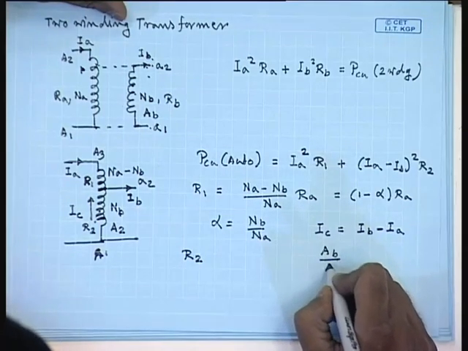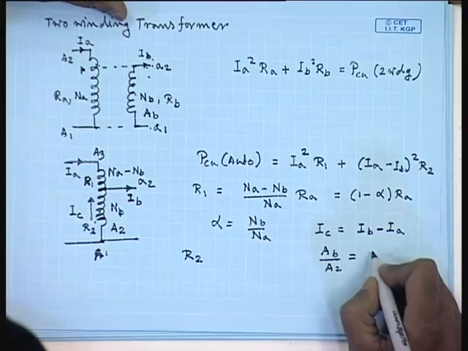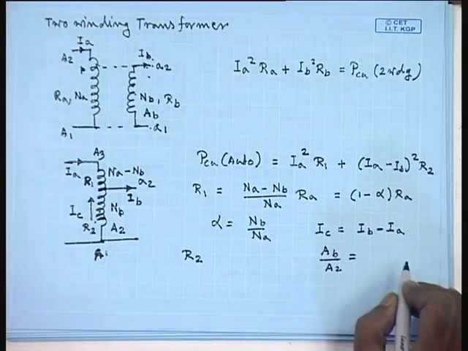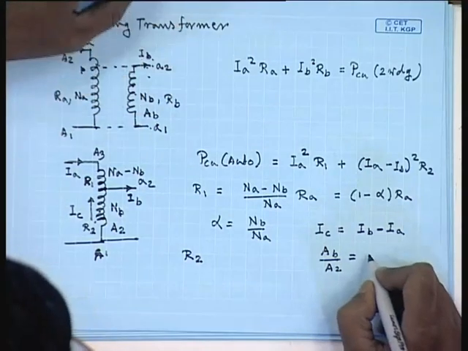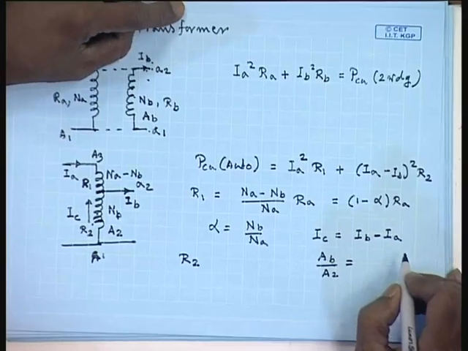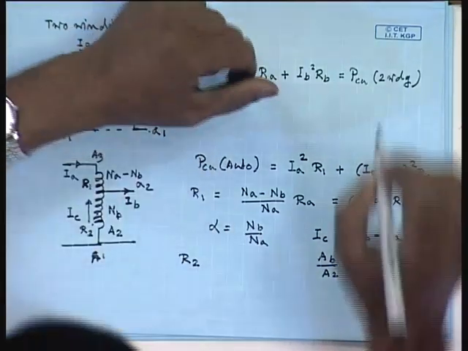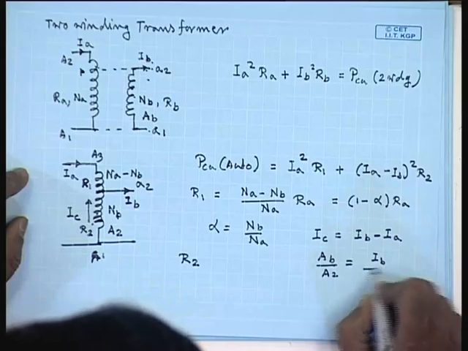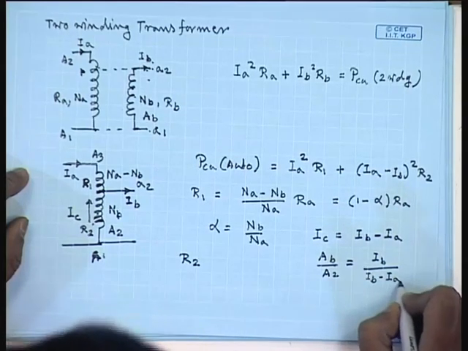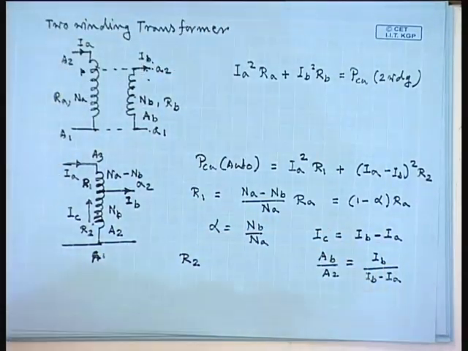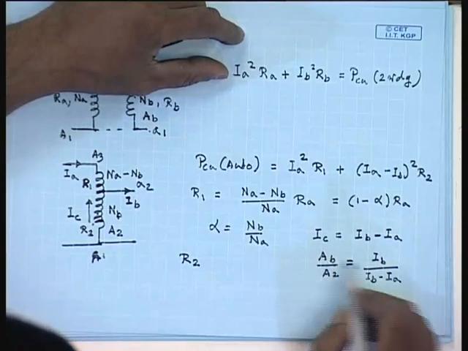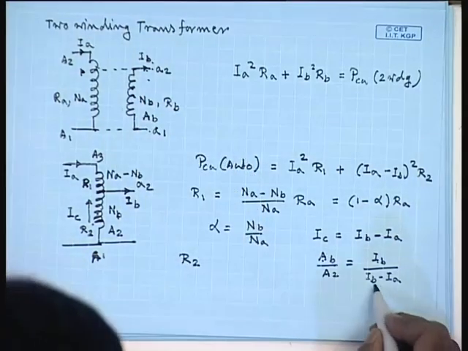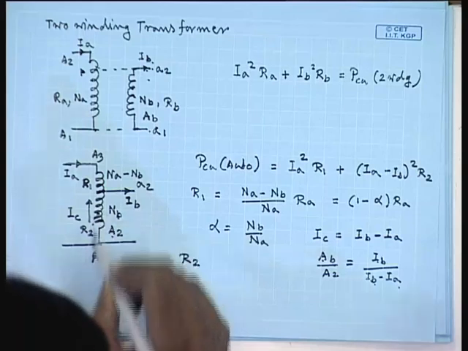AB by A2 will be equal to the inversely proportional, equal to IB divided by IB minus IA, that is IB divided by AB, which is the current density of this winding, should be equal to IB minus IA divided by A2, which is the current density in this part of the winding.